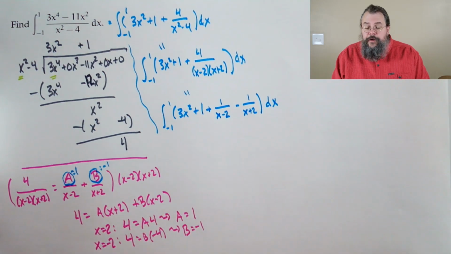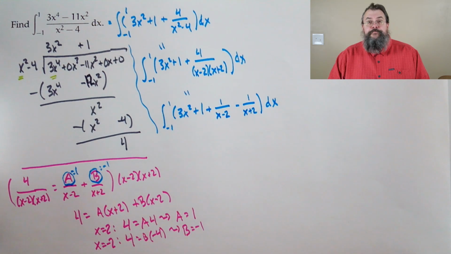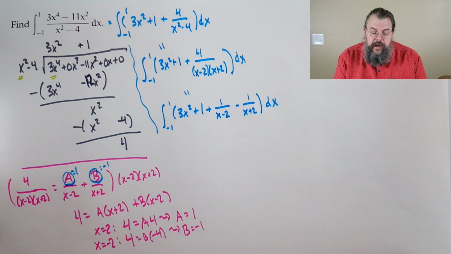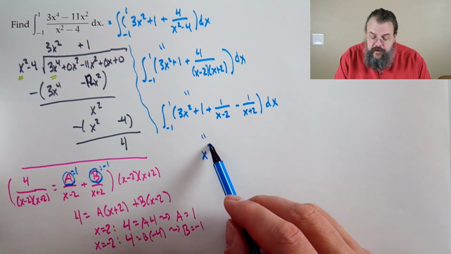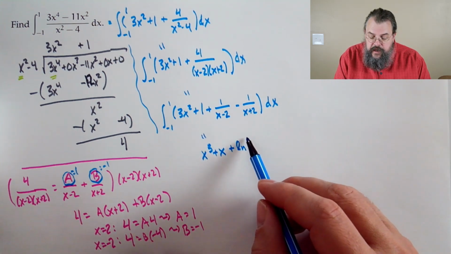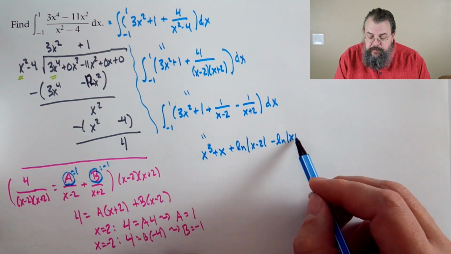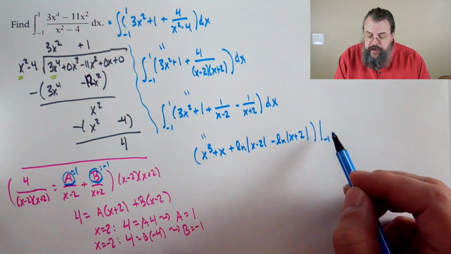All right, so now we've done our partial fractions. We've pulled it apart in a very, very nice way. We're ready to begin. And what can we do? Well, we now integrate, right? So here's the calculus part. x cubed plus x plus natural log of x minus 2 minus natural log of x plus 2, and evaluate from -1 to +1.